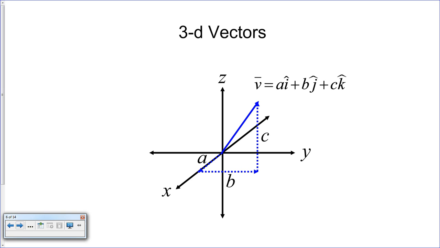Now you might remember these dotted lines from a previous class, from Algebra 2. You had to draw these three things to describe a point in 3D space, so really this should look somewhat familiar.